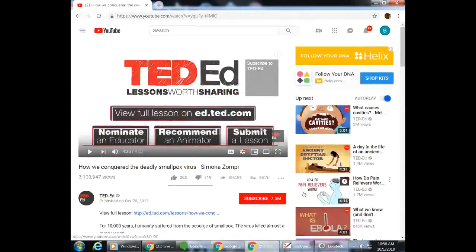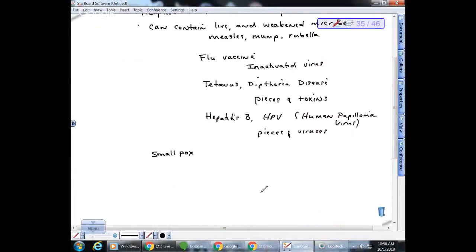Okay, so what is the controversy over vaccinations? People think they're toxic to them? Is that what we said? Some people think it causes autism. So there was a paper that presented the idea that the MMR, the measles, mumps, and rubella vaccine, was linked to autism, that people that had that particular vaccine were more likely to get autism.